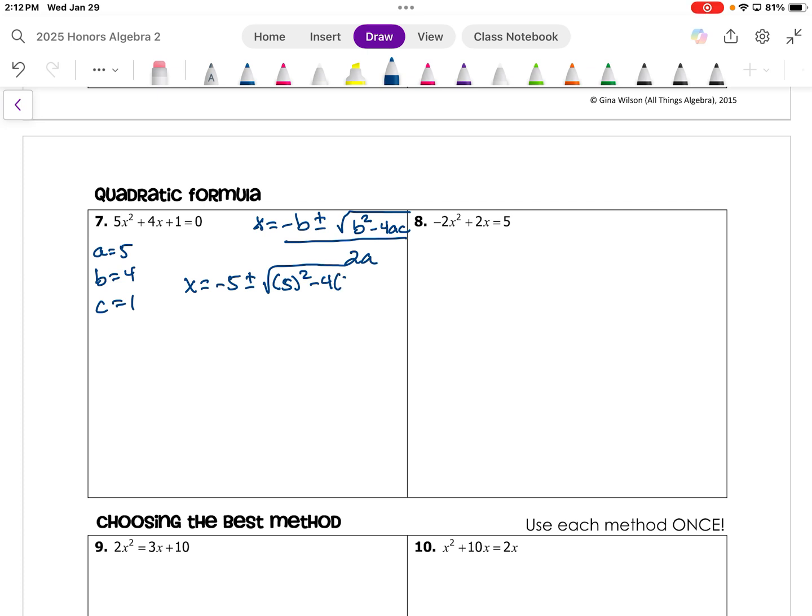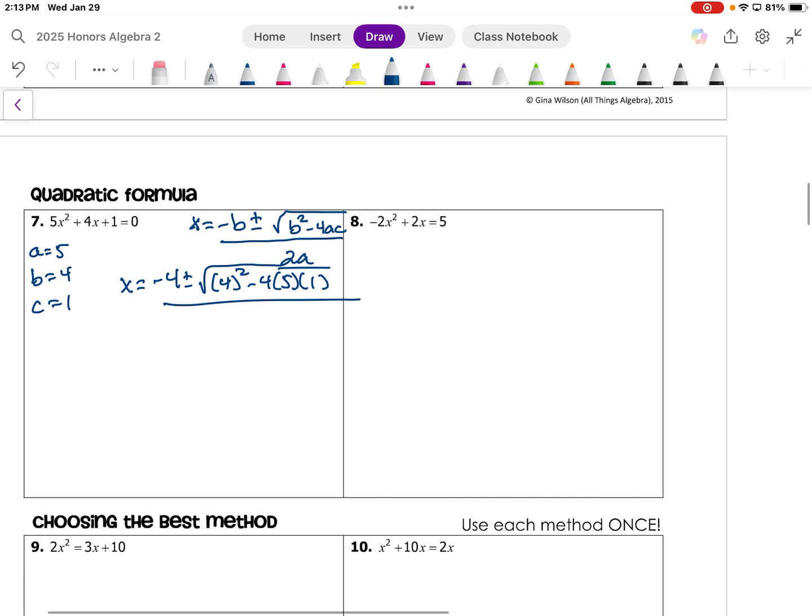Times 5. Or sorry. Dang, Mr. Stevens. Where's your brain going? You guys didn't even get me yet on that one, did you? Yeah, it's supposed to be 4. My apologies on that one. That was really bad. All right, should be negative 4 plus or minus 4 squared minus 4 times 5 times 1. My apologies. That was really bad. 2 times 5. All right.